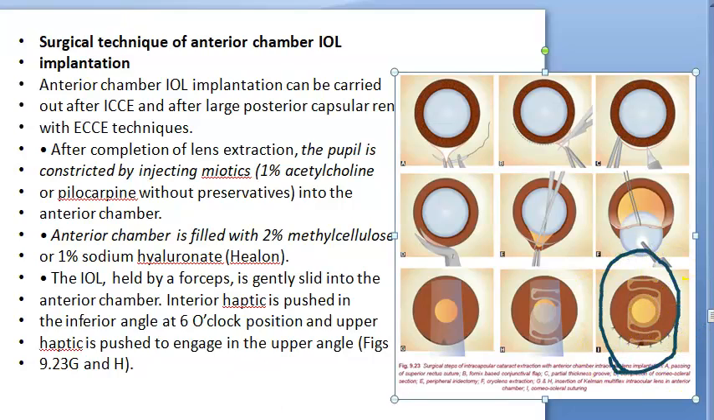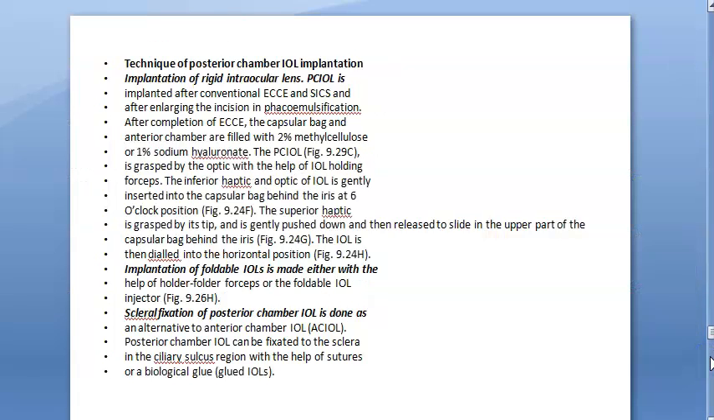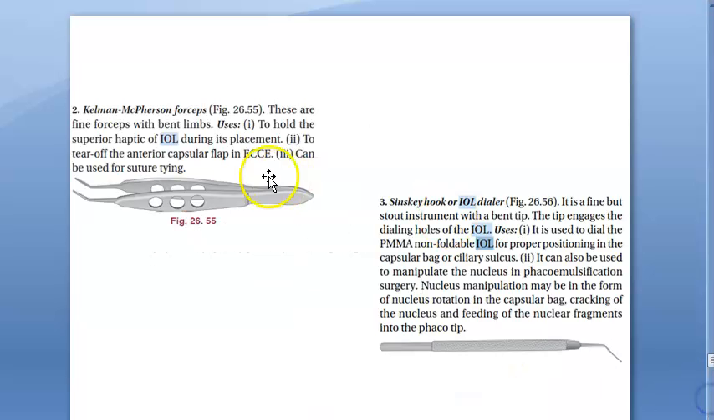This is a surgical technique on how to put an anterior chamber IOL, guys. So you can see an anterior chamber IOL here. Then similarly, they will explain how to put a posterior chamber IOL. You can see all that. Then you have instruments which are used. You have IOL holding forceps, Kelman forceps, IOL dialer.